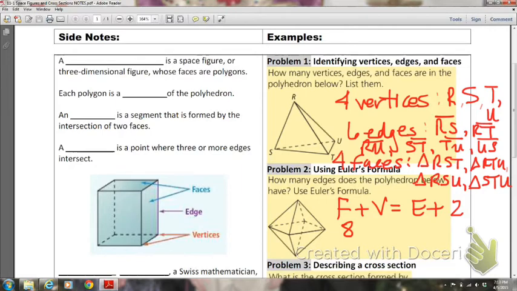And the number of vertices, if you count the number of points where any 3 edges meet, has 1, 2, 3, 4, 5, 6. There's 6 vertices. So we can use that to calculate the number of edges without having to count the edges. So that gives us 14 is equal to the edges plus 2. So if you subtract 2 from both sides, there are 12. There are 12 edges on this polyhedron.